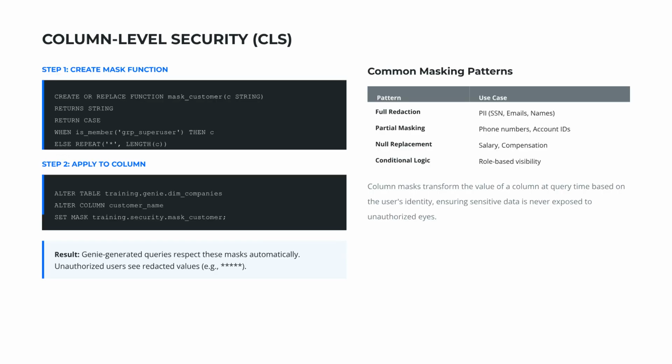Column-level security is just as powerful. You create a masking function that decides, based on the user's group, whether they see real data or redacted stars. Example, super users see the full customer name. Everyone else sees *****************.